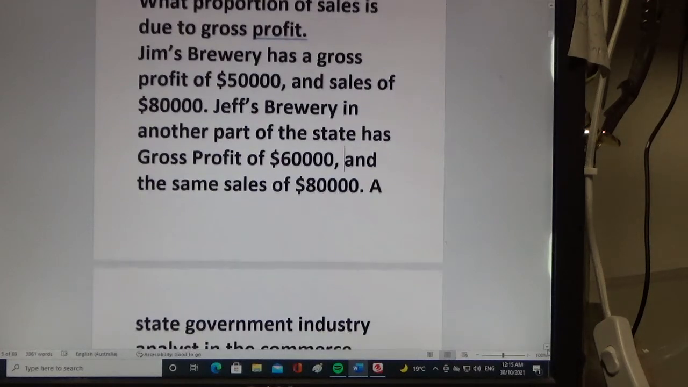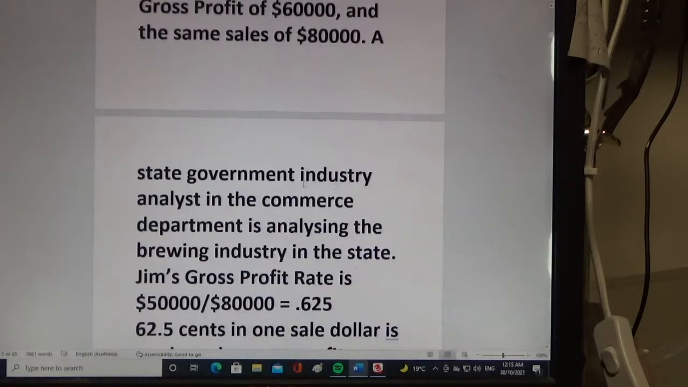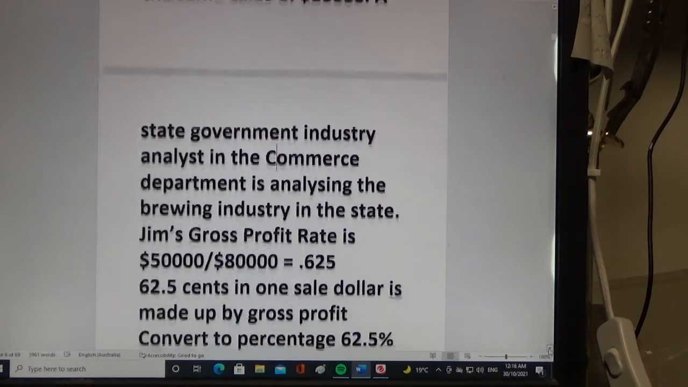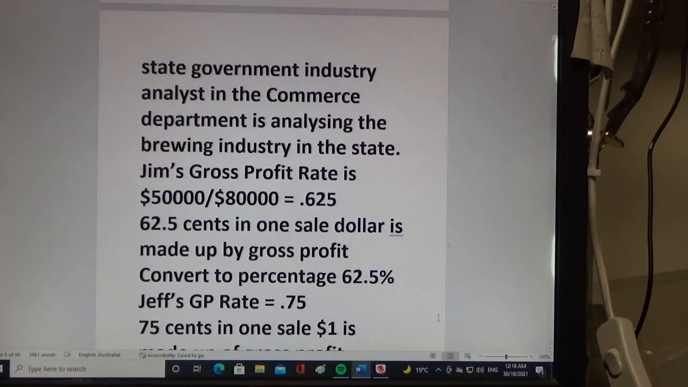A state government industry analyst in the Commerce Department had a look at this ratio for both brewers because he's analysing the brewing industry in the state. Jim's gross profit rate is $50,000 divided by 80,000, equal to 0.625. So 62.5 cents in one sales dollar is made up of gross profit.